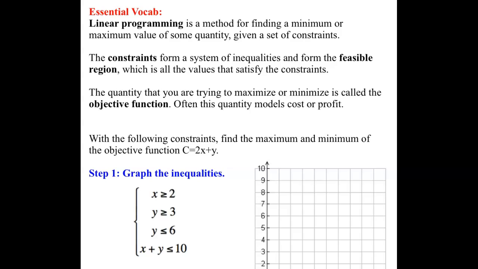We have been looking at a set of constraints. That's our system of inequalities. And then where they overlap, that solution region is called the feasible region. That's the area where all of the inequalities work. So we're going to be looking for our answers within that region.